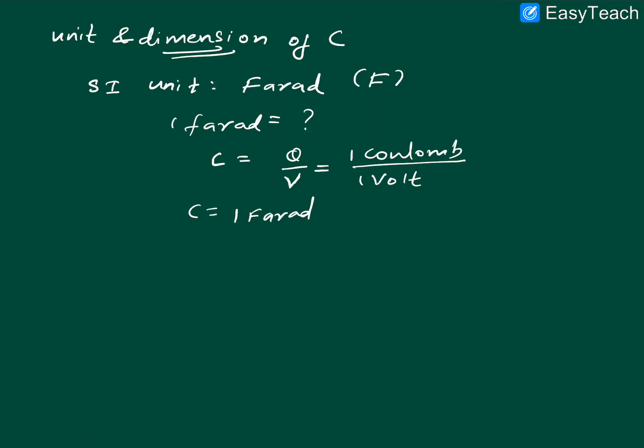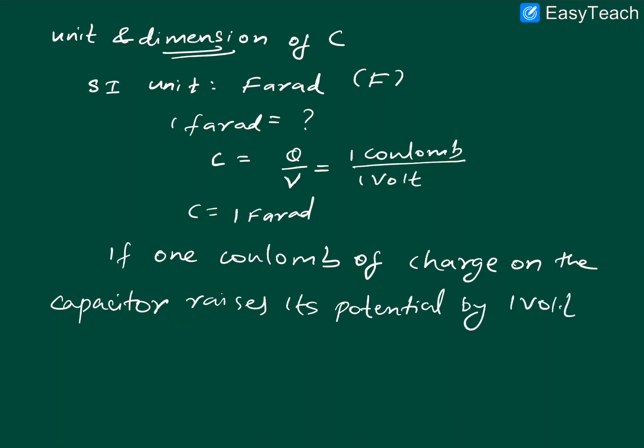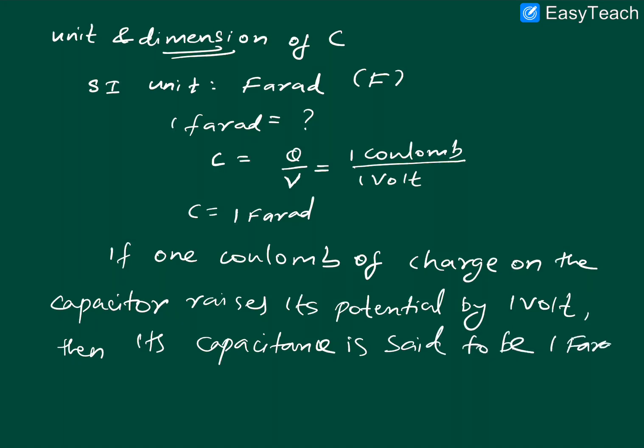So 1 farad can be defined as: if 1 coulomb of charge on the capacitor raises its potential by 1 volt, then its capacitance is said to be 1 farad. This is the definition for 1 farad.